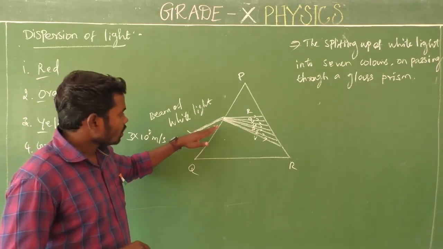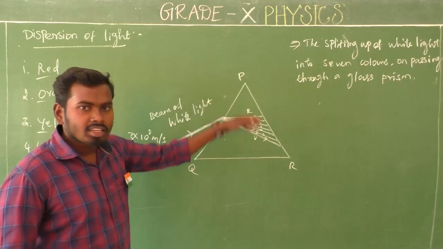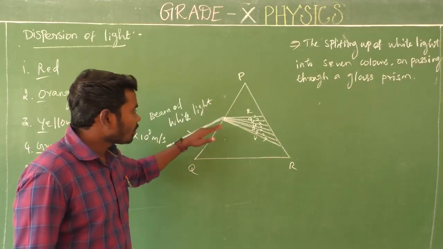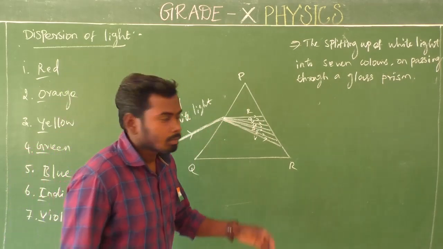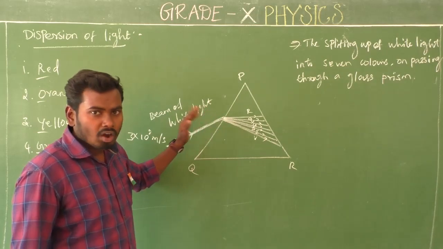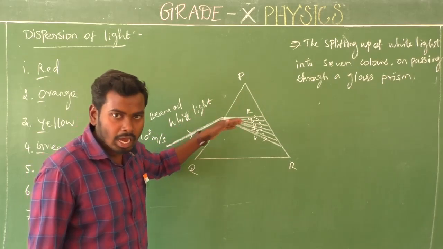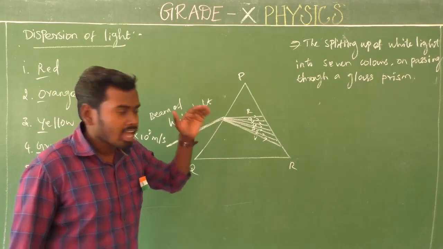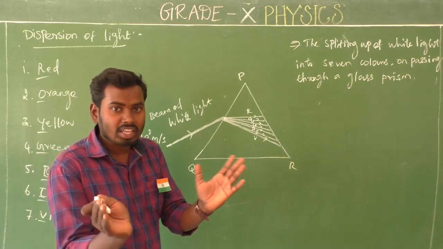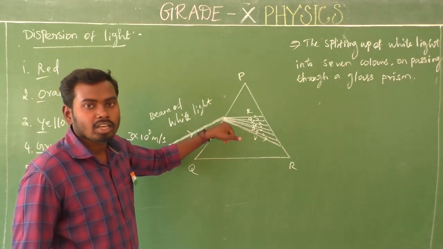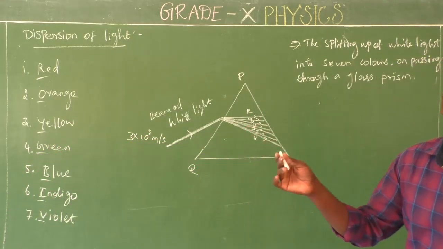But at the moment they hit the surface of the glass prism, the speed of the different colors changes in the glass prism, due to which the 7 colors split. Okay, 7 colors are splitting when white light falls on the surface of the glass prism. Is it clear? So that is the reason why white light splits into 7 colors.